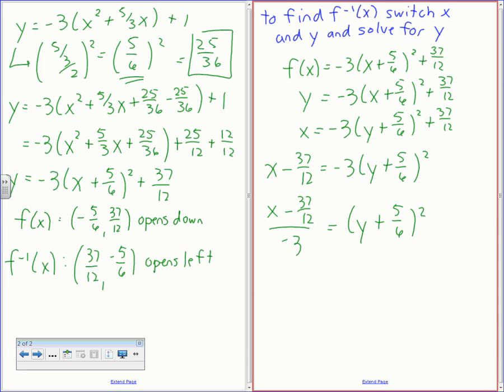Okay, Cole, what happens next, please? Square root. So it's going to be plus or minus the square root of x minus 37 over 12 all over negative 3 equals y plus 5 over 6.